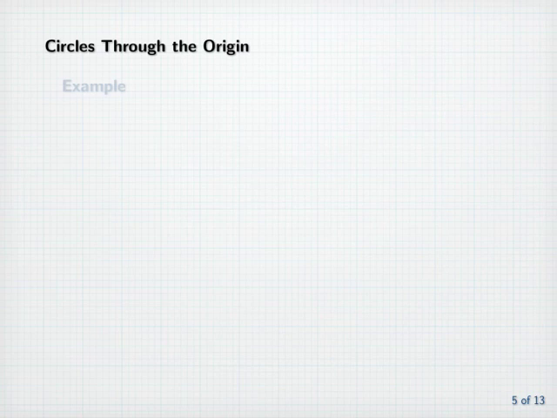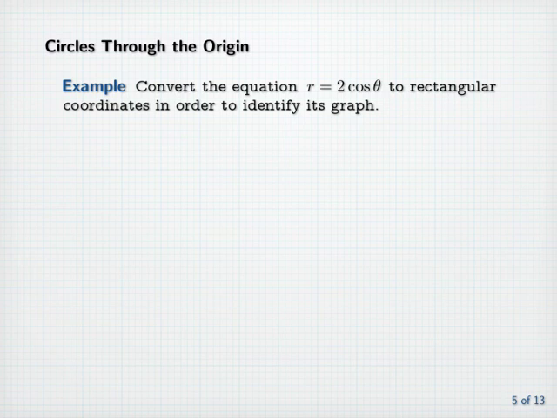Circles through the origin. Let's start with an example. Convert the equation r equals 2 cosine theta to rectangular coordinates in order to identify its graph. The key here is to realize that multiplying each side of the equation by r will make the right side 2r cosine theta, which is 2 times x. Also, the left side becomes r squared, which is x squared plus y squared.